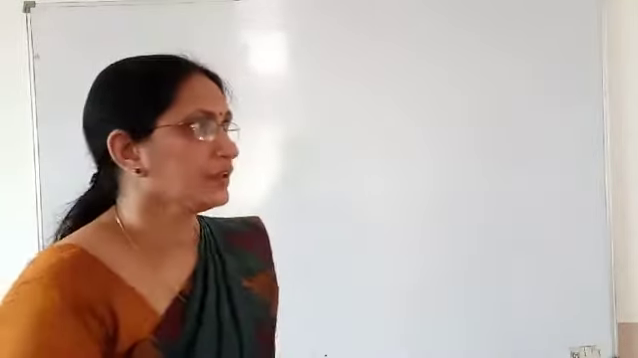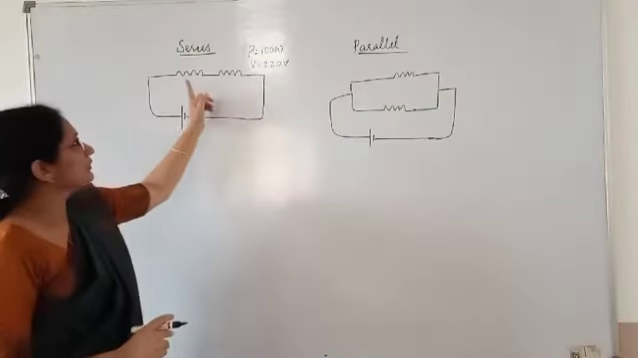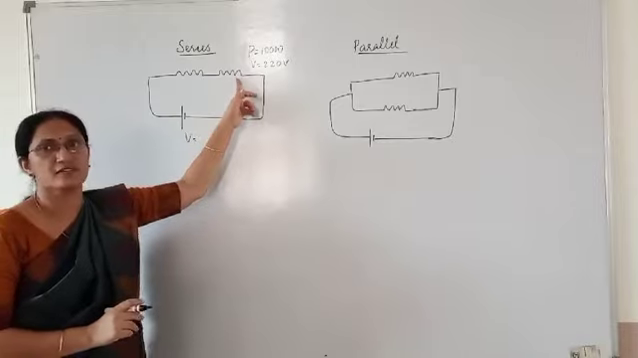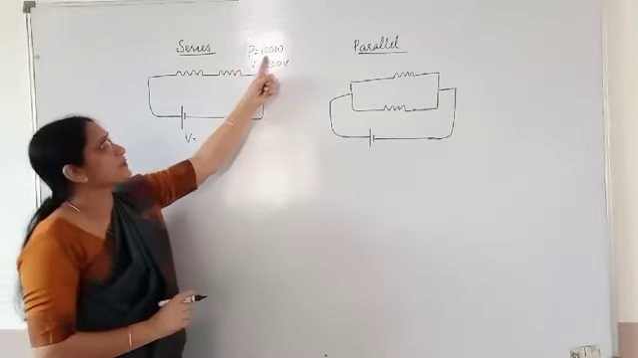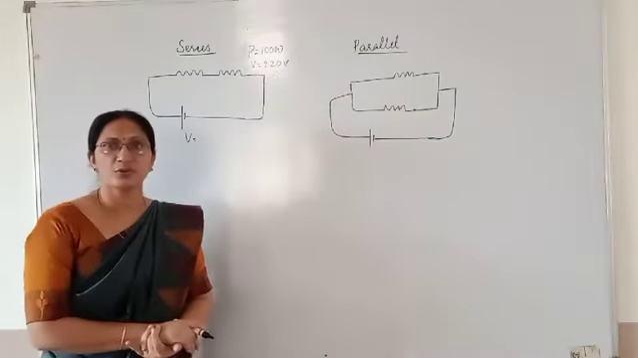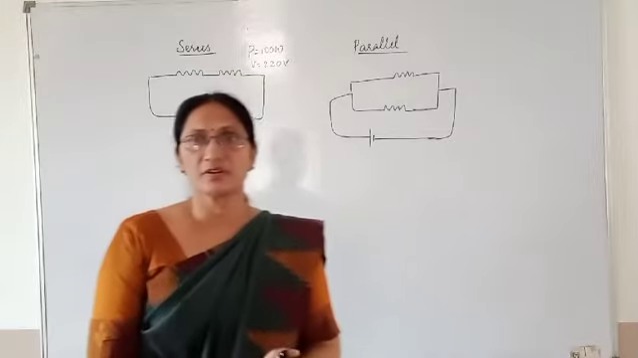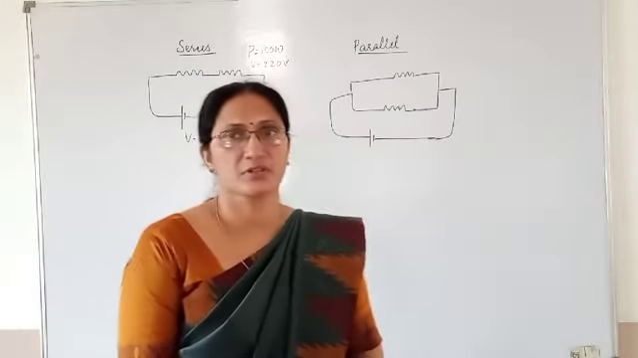Just as an example, we will take two bulbs in a room. How will you join them, in series or parallel? Let me make the diagram. Look at the diagram. Here, two bulbs are joined in series. Suppose the power of each bulb is 100 watt and the voltage rating is 220 volt. The meaning of power and voltage rating we discussed in the previous videos.